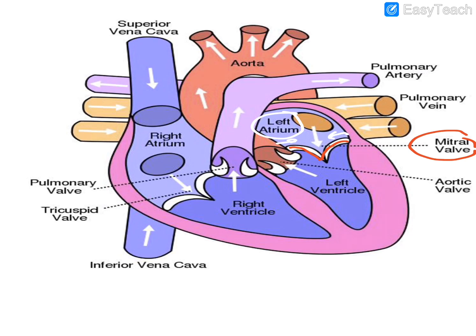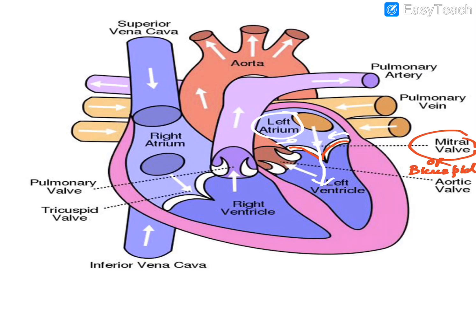There is another name for the mitral valve. It is also called the bicuspid valve. So when this valve opens, this door will open, and blood from the left atrium will enter into the left ventricle. So from the left atrium, blood has entered into the left ventricle.